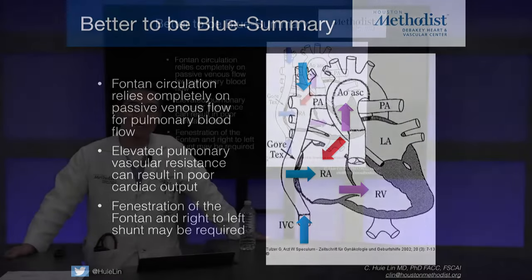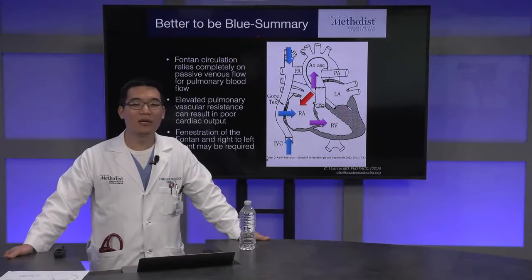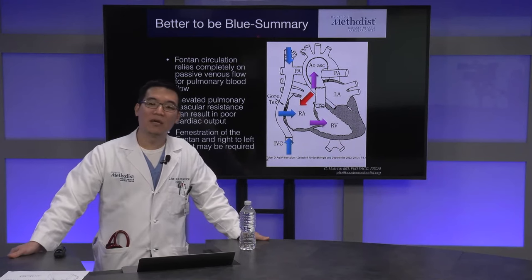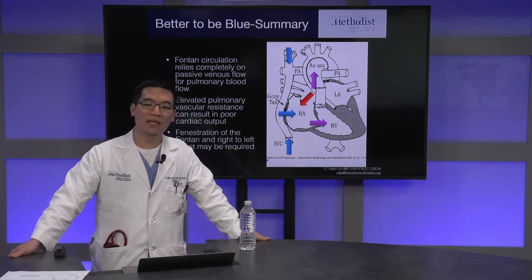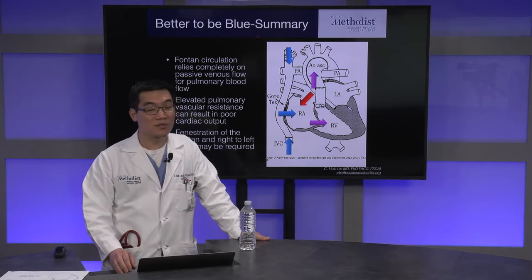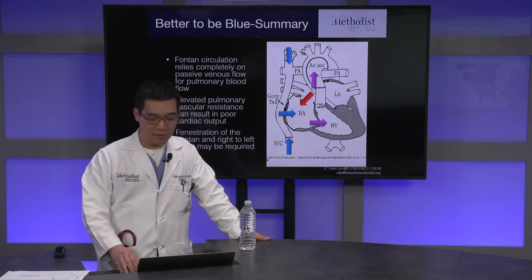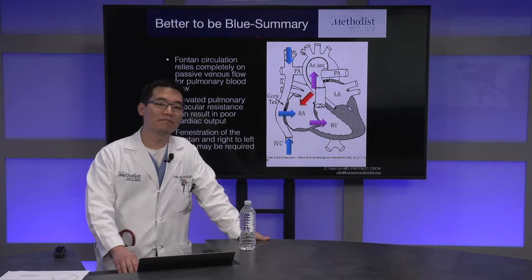So, in summary, the Fontan circulation relies completely on a passive venous flow for pulmonary blood flow. And any type of elevated pulmonary vascular resistance can result in poor cardiac output. So fenestration of the Fontan, allowing for some degree of right to left shunt, may be required to allow these patients to survive and have some sort of semblance of a reasonable cardiac output.